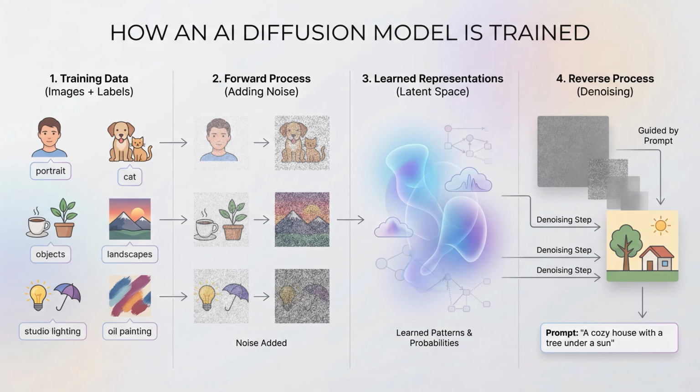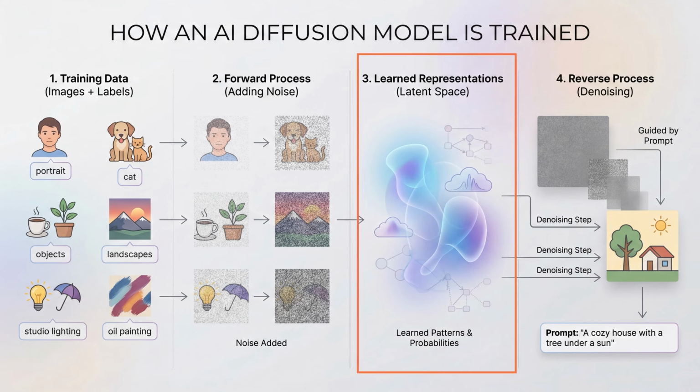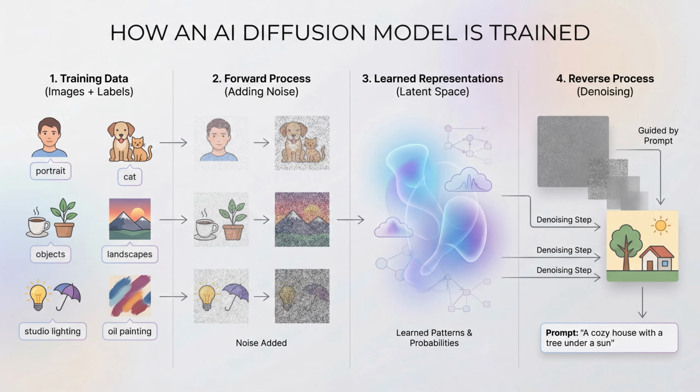By repeating this process across millions of images, the model learns patterns. It learns what shapes look like. It learns what objects look like. It learns how lighting and structure behave. The goal of training is not to memorize images. The goal is to learn how to reverse this process later. Training a diffusion model requires massive datasets and powerful hardware. In ComfyUI, we are only using the result of that training.